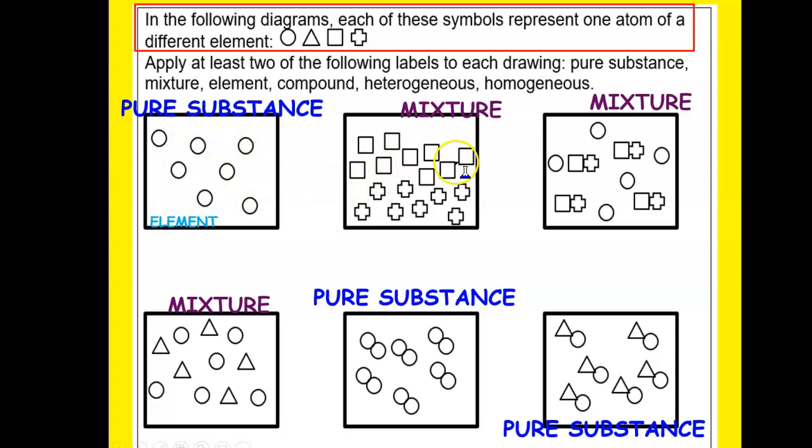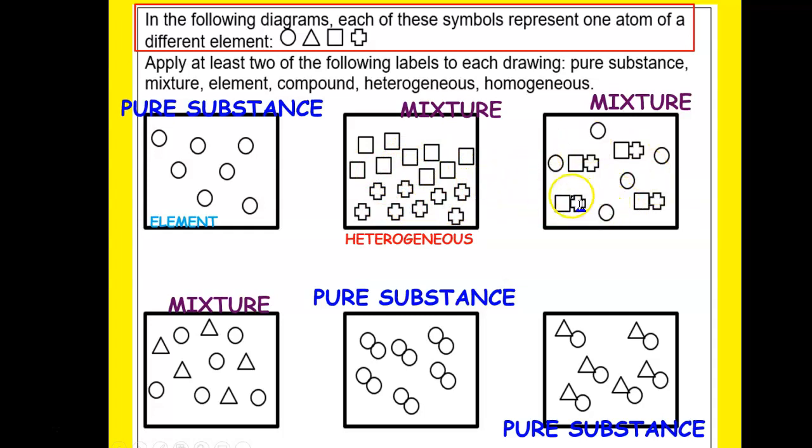When we look here, in order to tell the difference between hetero and homogeneous, especially at this level, you must see a pattern for it to be homogeneous. So as we look here, we see that we essentially have two separate layers of two different atoms, so two different elements. So therefore, this is a heterogeneous mixture.